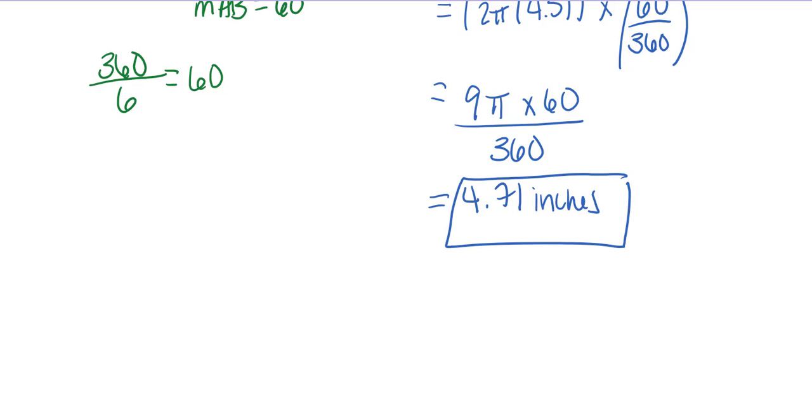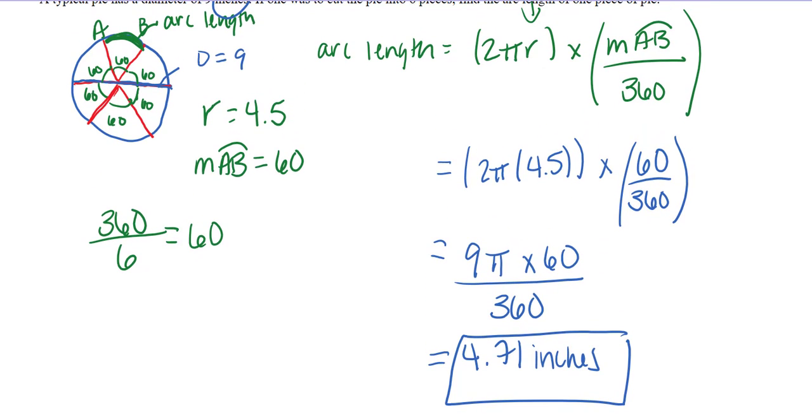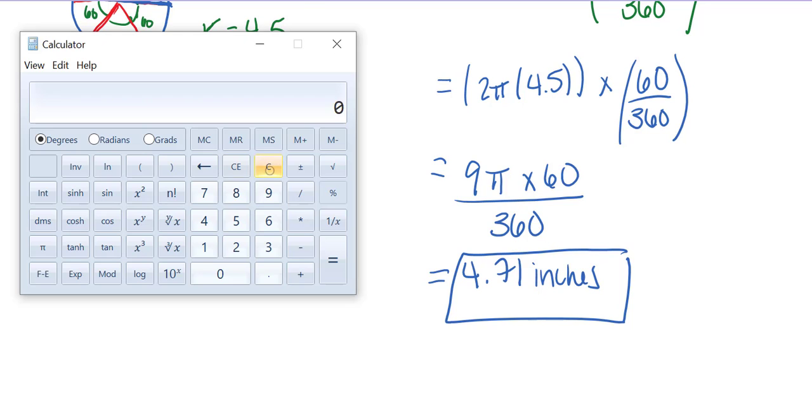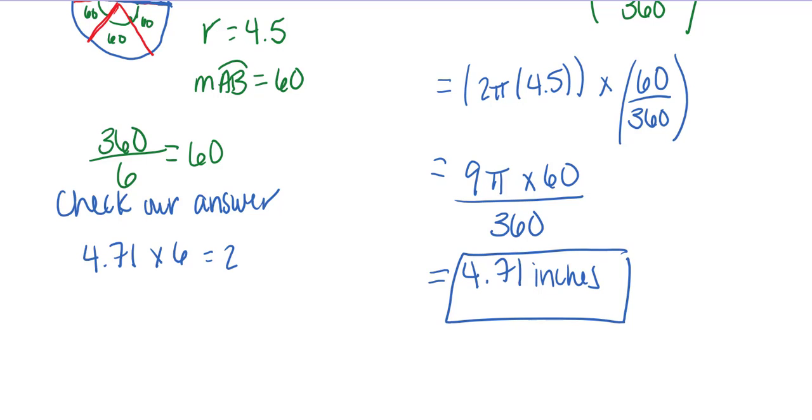So let's double check this and let's think about this in a different way. So if we know 4.71 is the arc length of just 1, so if we were to go 4.71 times 6, so this is to check our answer. So 4.71 times 6, what do we get? Well, we get 28.26. So that would be the circumference, right? If we add up all of the arc lengths of each piece, it's going to be 28.26.